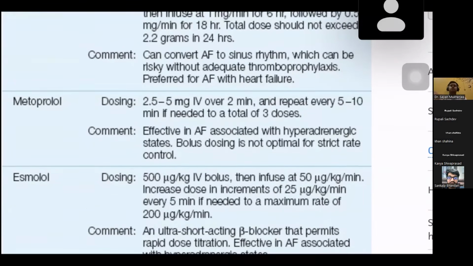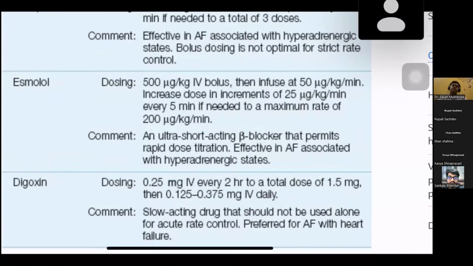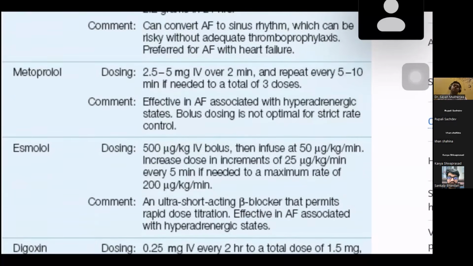Metoprolol. We generally use metoprolol for this. And digoxin is another drug. Digoxin is used for atrial fibrillation only when it's associated with heart failure. So if AFib plus heart failure, digoxin becomes a good choice. Other than that, use metoprolol.